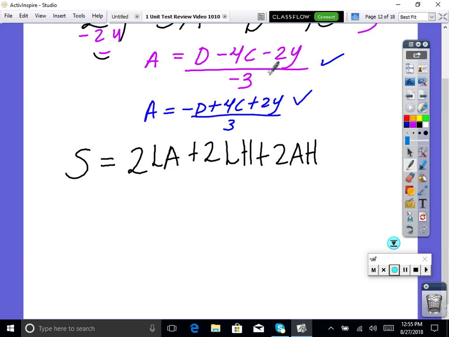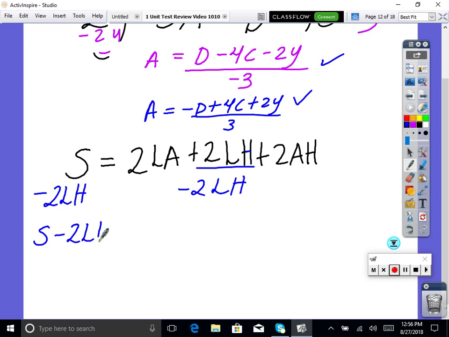Okay, solve for a. It's the same instruction, solve for a. Now look, we have an a, we have an a. Remember, if you're solving and you have 2 of that variable, you get everything with that variable on one side of the equation and everything else on the other side. Now look, this one, 2LH, that's an H, does not have an a, so we need to move it. So I'm going to subtract 2LH. So I have S minus 2LH is equal to 2LA, and now we have plus 2AH.